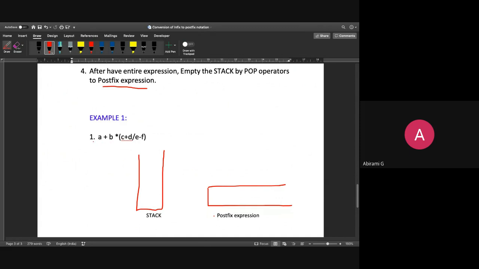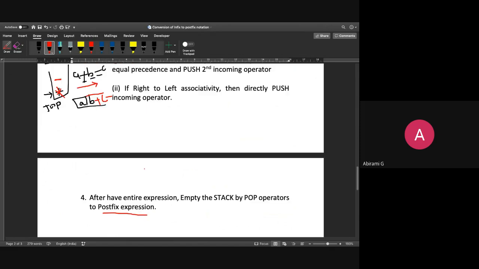Take this example. Example number 1: the expression a plus b star open bracket c plus d slash e minus f close bracket. This is in the form of infix representation. Now we are converting this expression into a postfix expression by following the rules.